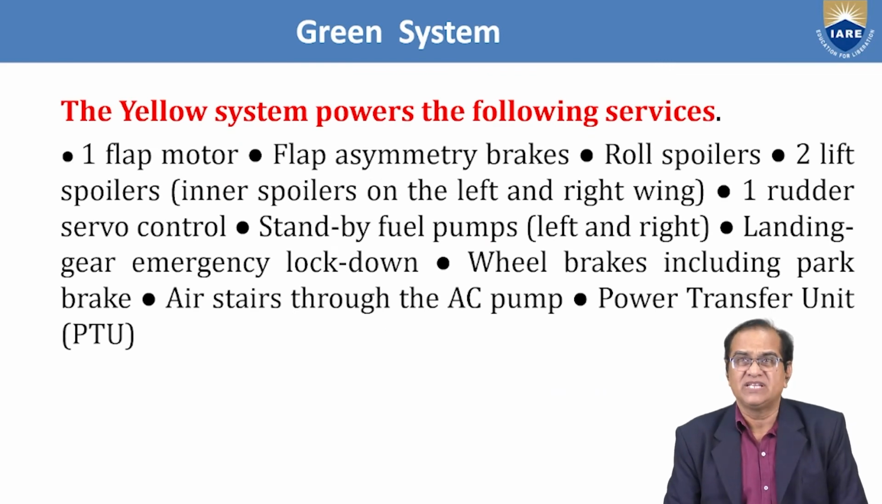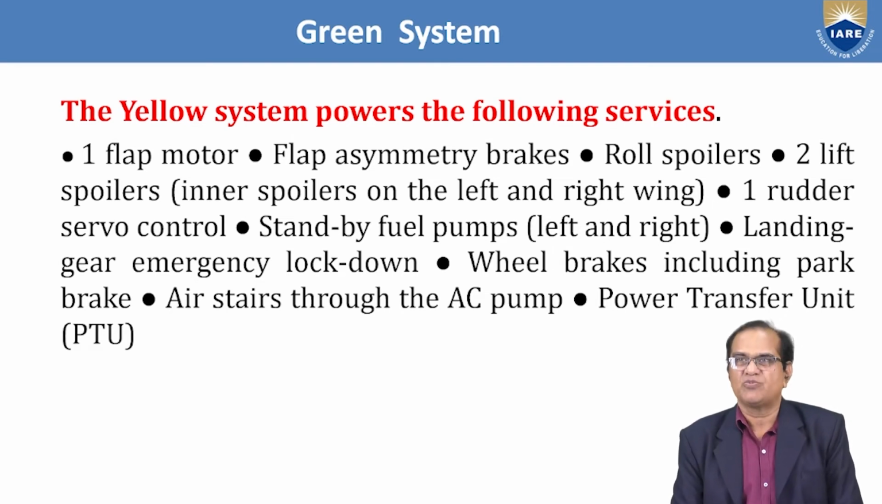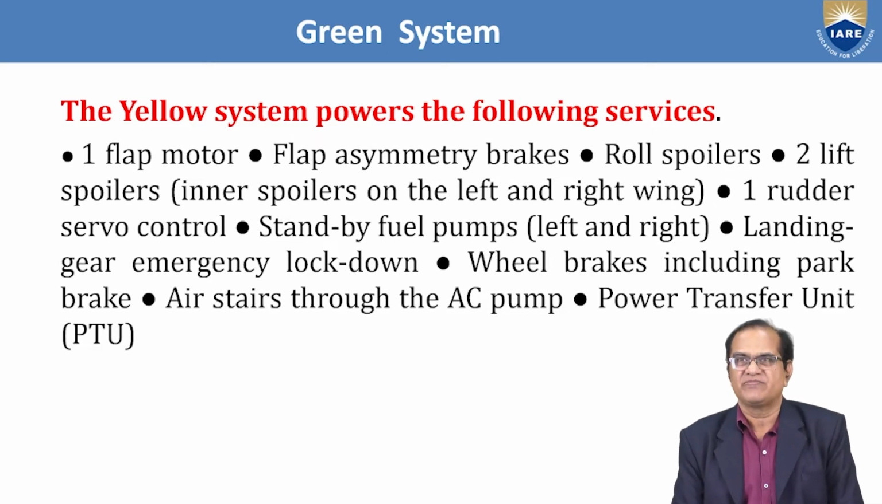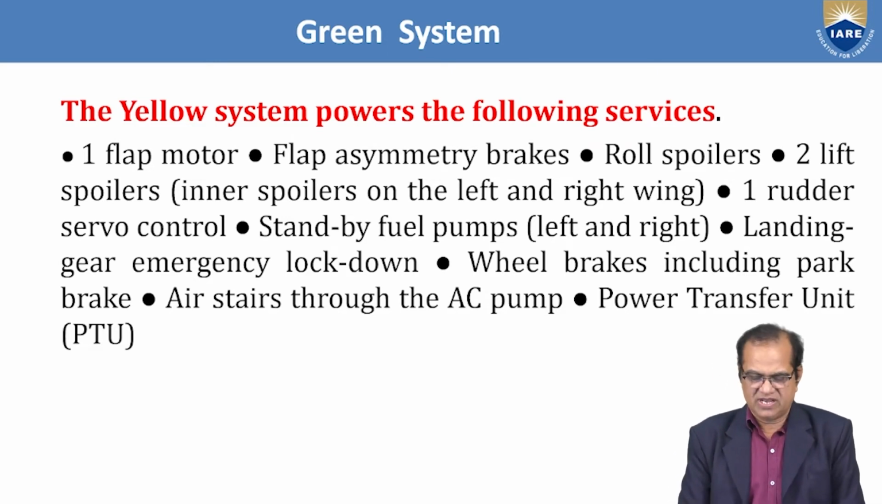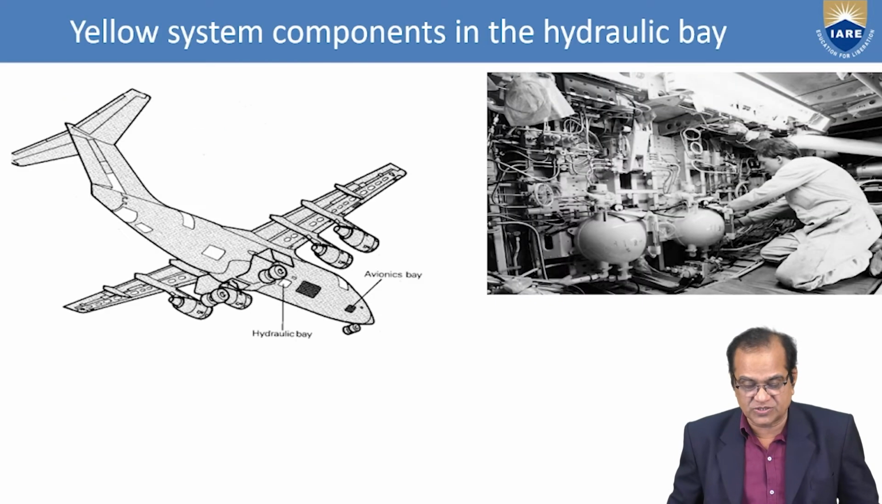Now, the yellow system powers the following services: flap, one flap motor, flap asymmetry brake, roll spoilers, 2 lift spoilers, inner spoilers on the left and the right wing, one rudder servo control, standby fuel pump left and right, landing gear emergency lockdown, wheel brakes including park brake, air steer through the AC pump, and power transfer unit. So these are for the yellow system.